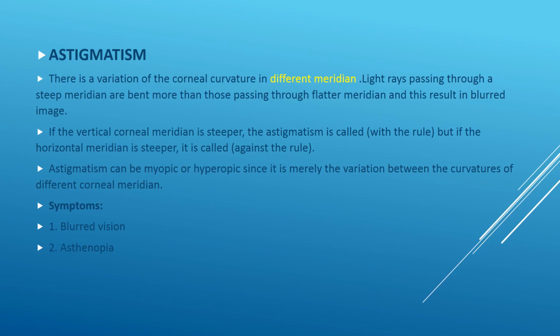Astigmatism can be myopic or hyperopic, since it is merely the variation between the curvature of different corneal meridians. Symptoms: blurred vision, asthenopia. Correction of astigmatism is achieved by use of cylindrical lenses, which have power in one axis and no power in the other axis.